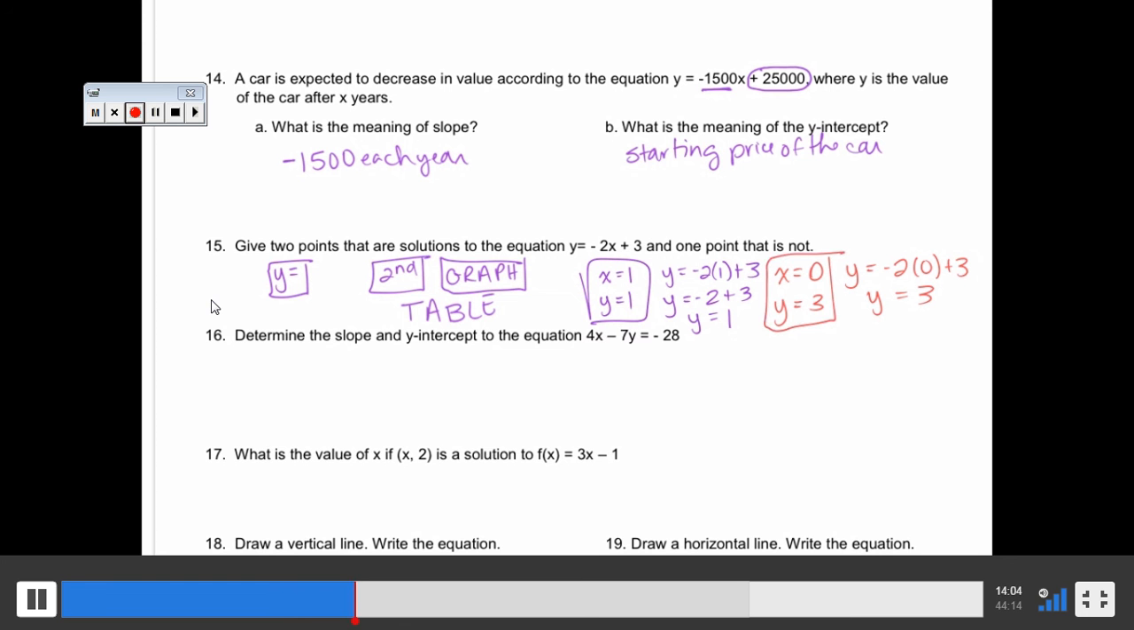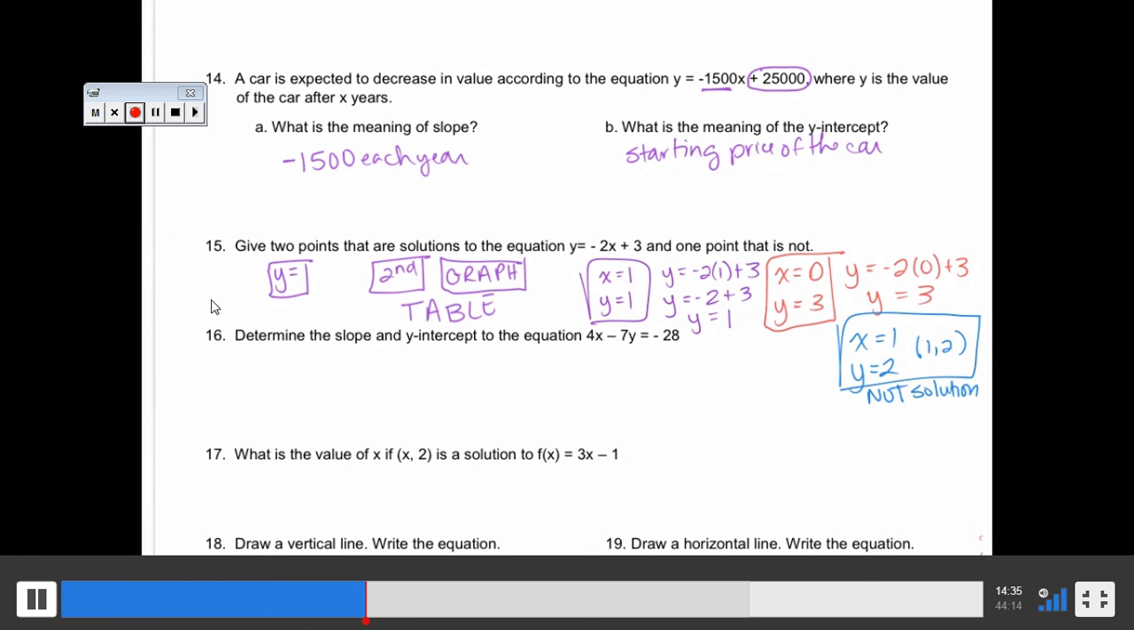And then if you want one that is not, since we had 1, 1, you could pick one that is not by just changing one of those two numbers. So in this case, if you let x equal 1 and you said y equals 2, or you wrote it as an ordered pair, because remember you can do that too, that is not a solution. So that would not lie on the line. So the purple and the red are solutions.